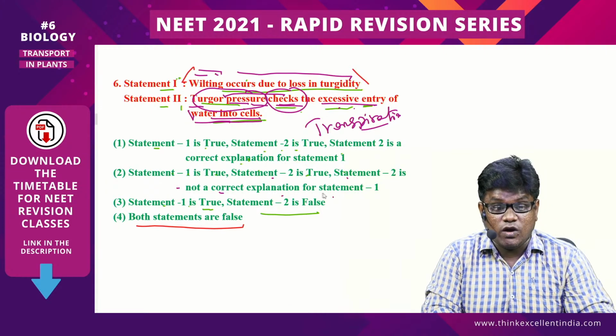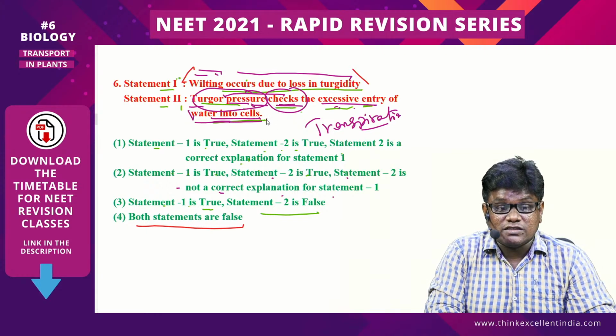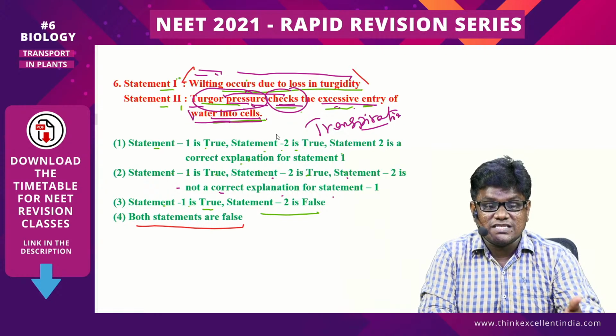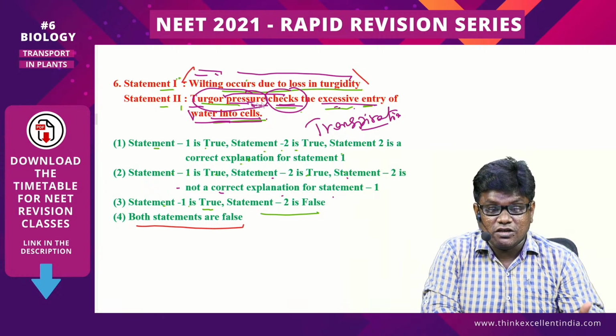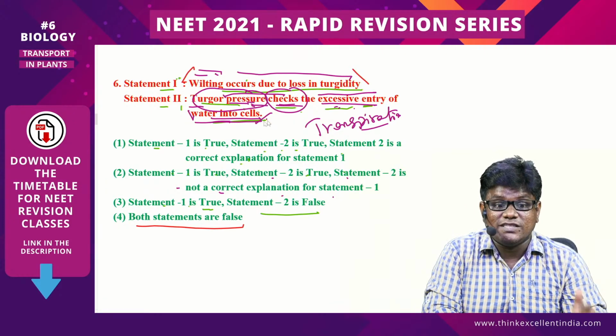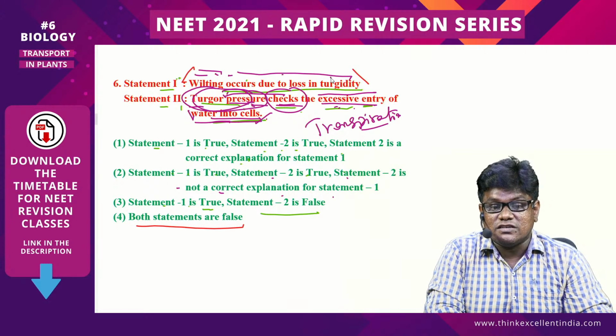the statement 1. Through the turgor pressure process, an excess amount of water will be in the cells. How much turgor pressure the cells are getting, how the excess amount of water will be filled by the process of the plant system will be checked by the turgor system. But wilting occurs due to the loss in turgidity.